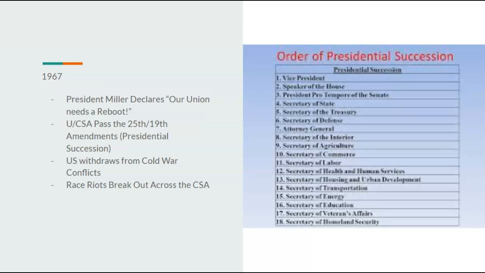1967, President Miller declares, "Our union needs a reboot." The USCSA would pass their amendments, which is presidential succession. The USA would have the 25th Amendment. The CSA would have the 19th Amendment. The U.S. withdraws from any Cold War conflicts. They're done. We're dealing with our own stuff right now. And race riots break out across the Confederacy.